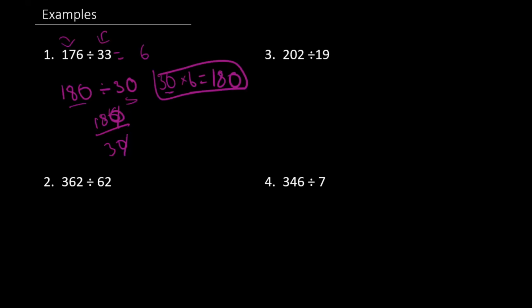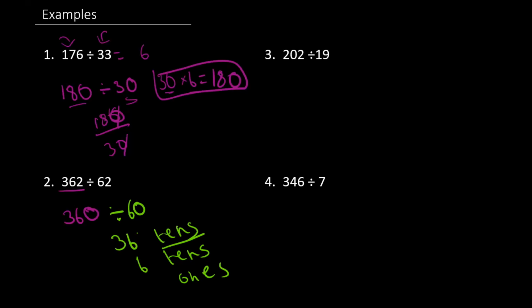Now let's do the second question. It says 362 divided by 62. We can round 362 to 360, I'm just going to use a different color, and then 62 to 60. Now we can divide both of these. 360 divided by 60. 360 also equals 36 tenths, and 60 also equals 6 tenths. Tenths divided by tenths is 1, or ones, and then 36 divided by 6 is 6.